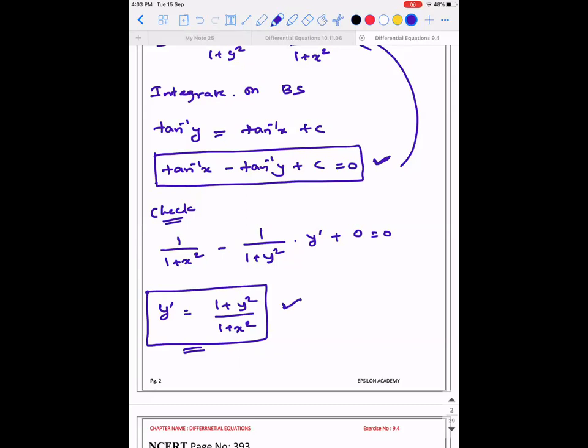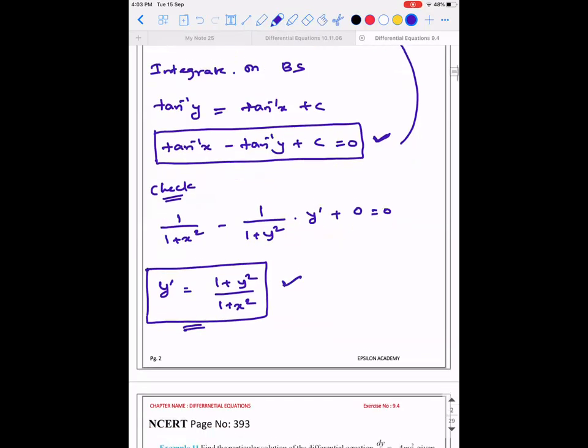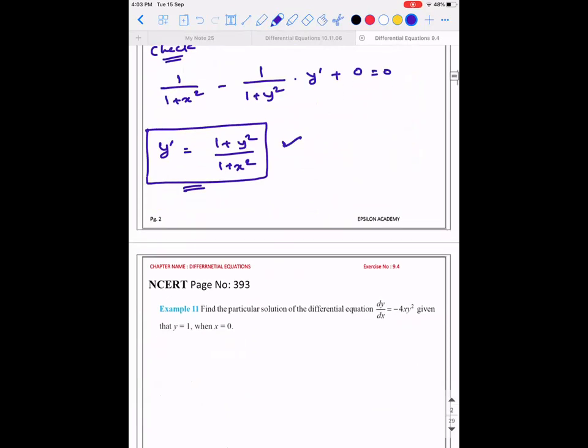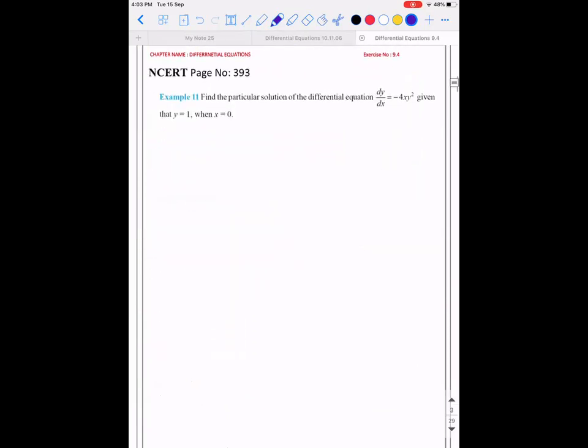Can I go a little fast? Yes, sir. So listen, here the question is particular solution. Whenever there is a question which is based on particular solution, they'll give you a condition. Okay, when they give you a condition, you will be able to find the particular solution.